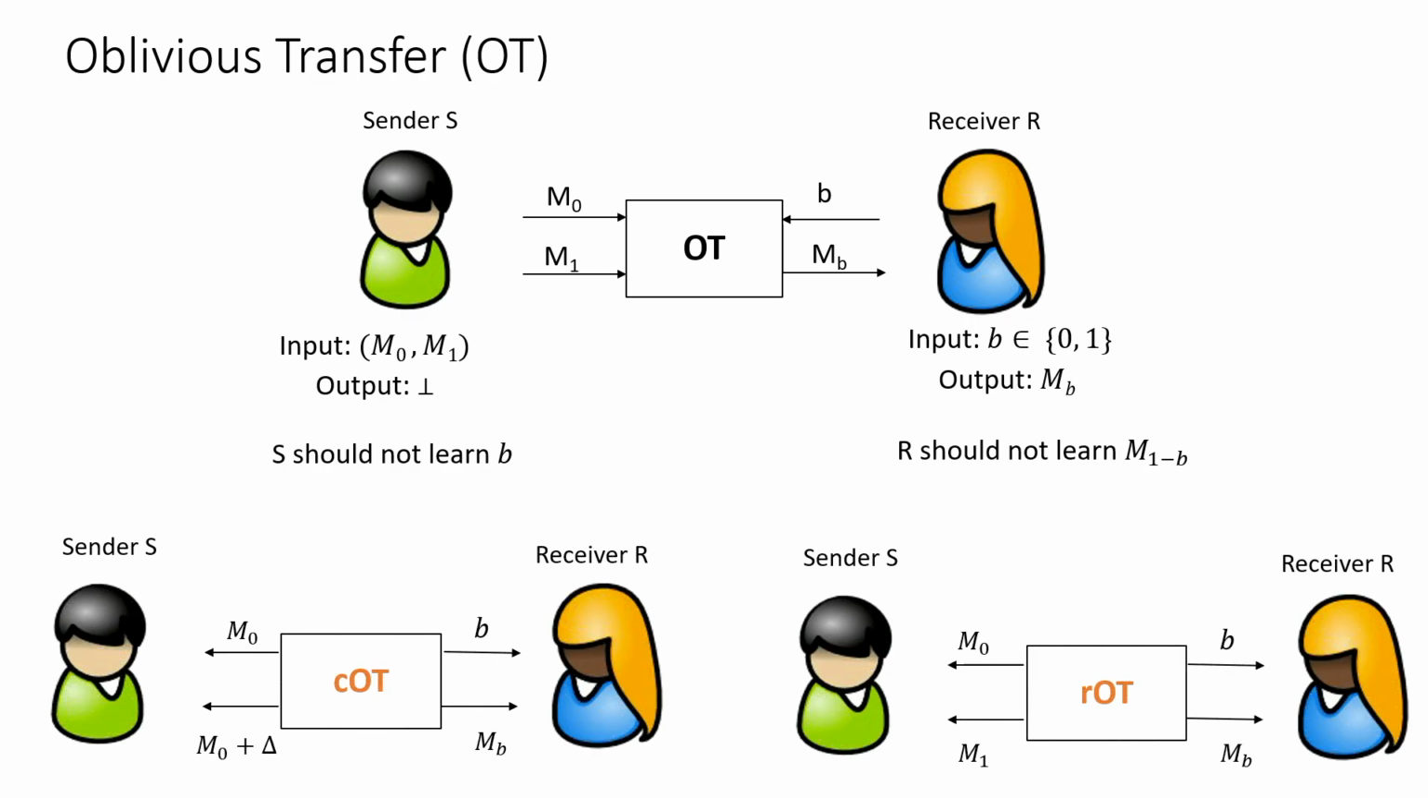There are other flavors of OT, like random OT and correlated OT. In random OT, the functionality chooses two secrets, M0, M1, and the choice bit B, and outputs these two secrets to the sender and the chosen secret to the receiver. In correlated OT, the two secrets that the sender will receive at the end of the protocol are related by a correlation delta.